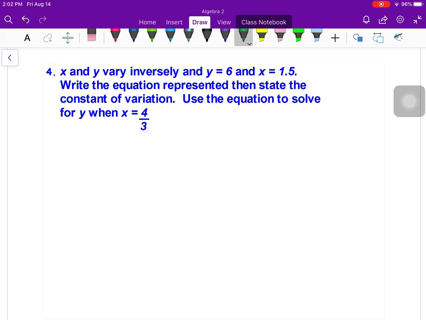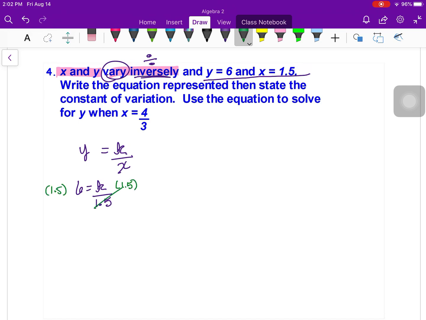Let's try a problem. x and y vary inversely. Again, anytime we see this word vary, we write equals k. Since it says x and y vary inversely, it'll be y equals k, inversely means divided, k divided by x. So y is 6 and x is 1.5. So 6 equals k divided by 1.5. So to solve for k, I'm going to have to multiply both sides by 1.5. And I get 9 equals k.